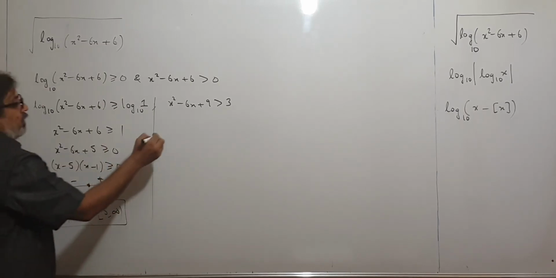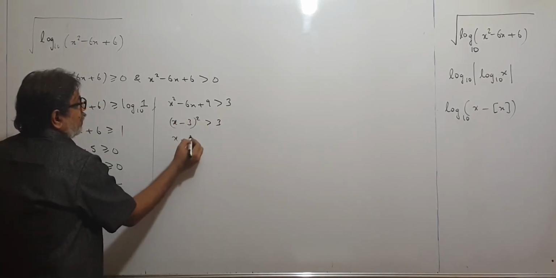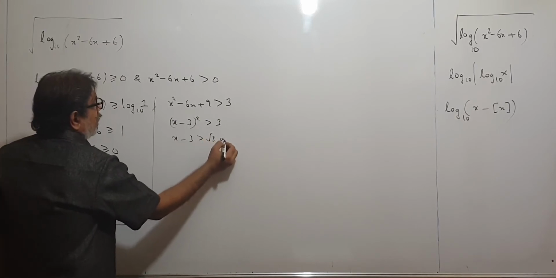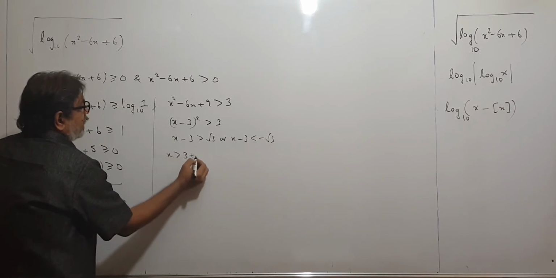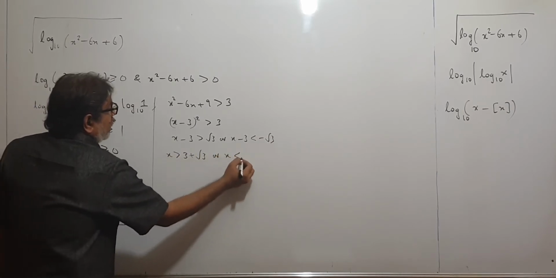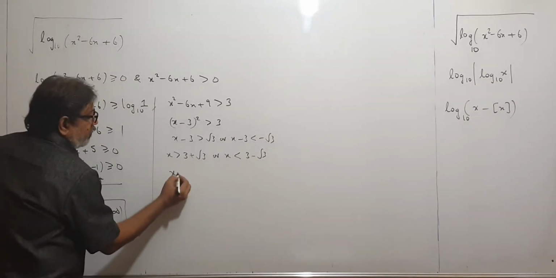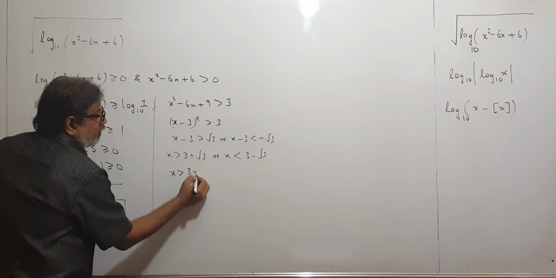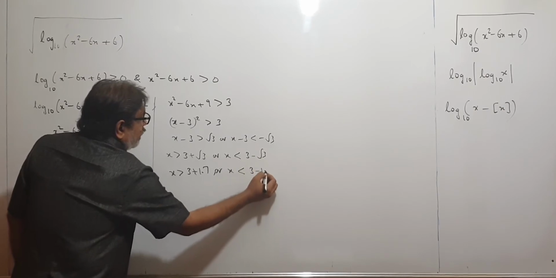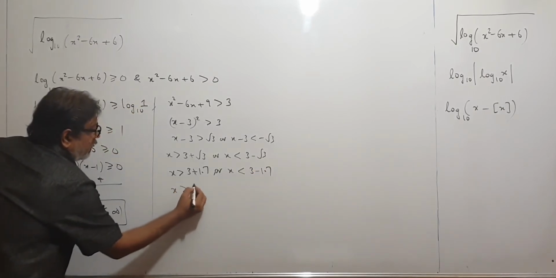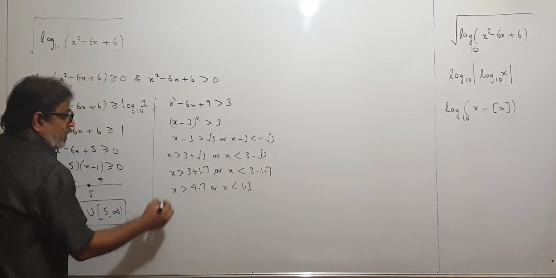And then over here, we have x minus 3 whole square greater than 3. So x minus 3 will be greater than root 3, or x minus 3 less than minus root 3. So x greater than 3 plus root 3, or x less than 3 minus root 3. If I take root 3 as 1.7, then x greater than 3 plus 1.7 approximately, or x less than 3 minus 1.7. So x more than 4.7 or x less than 1.3. So we get this.